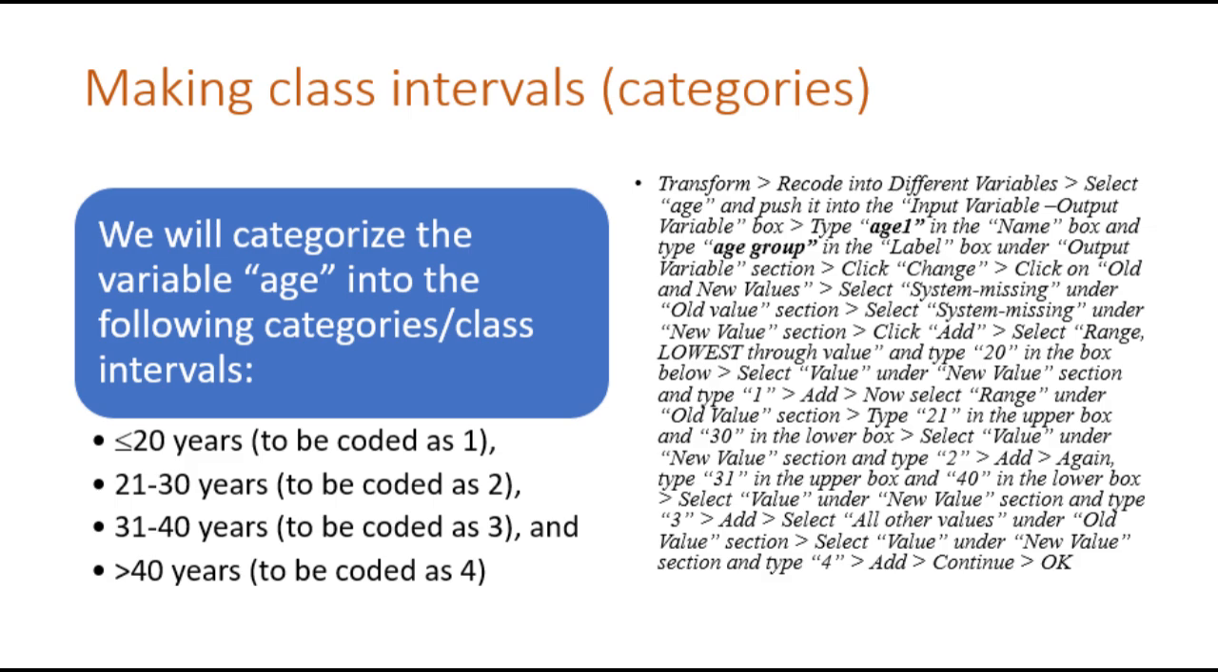Next, Add. Next, select Range under Old Value section. Next, type 21 in the upper box and 30 in the lower box. Next, select Value under New Value section and type 2. Next, Add. Again, type 31 in the upper box and 40 in the lower box. Next, select Value under New Value section and type 3. Next, Add. Next, select All Other Values under Old Value section. Next, select Value under New Value section and type 4. Next, Add. Next, Continue. Next, OK.